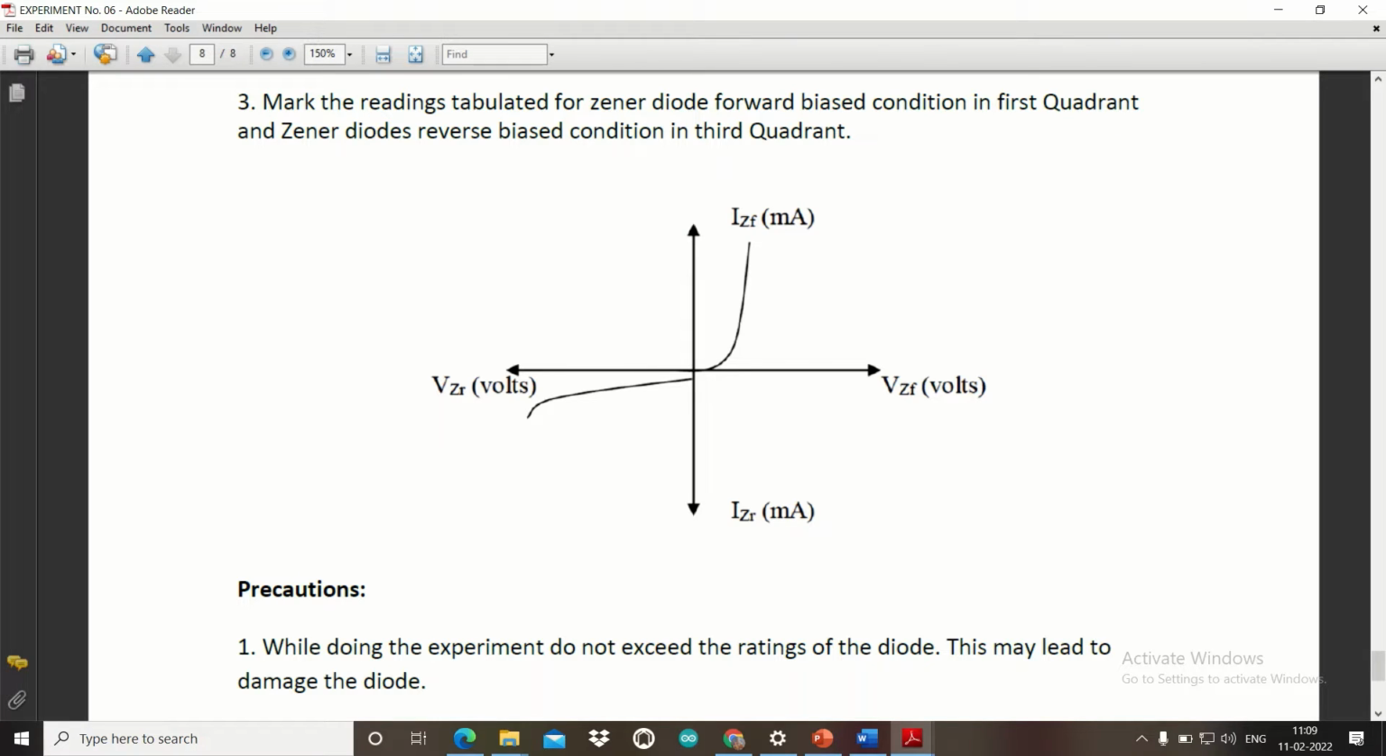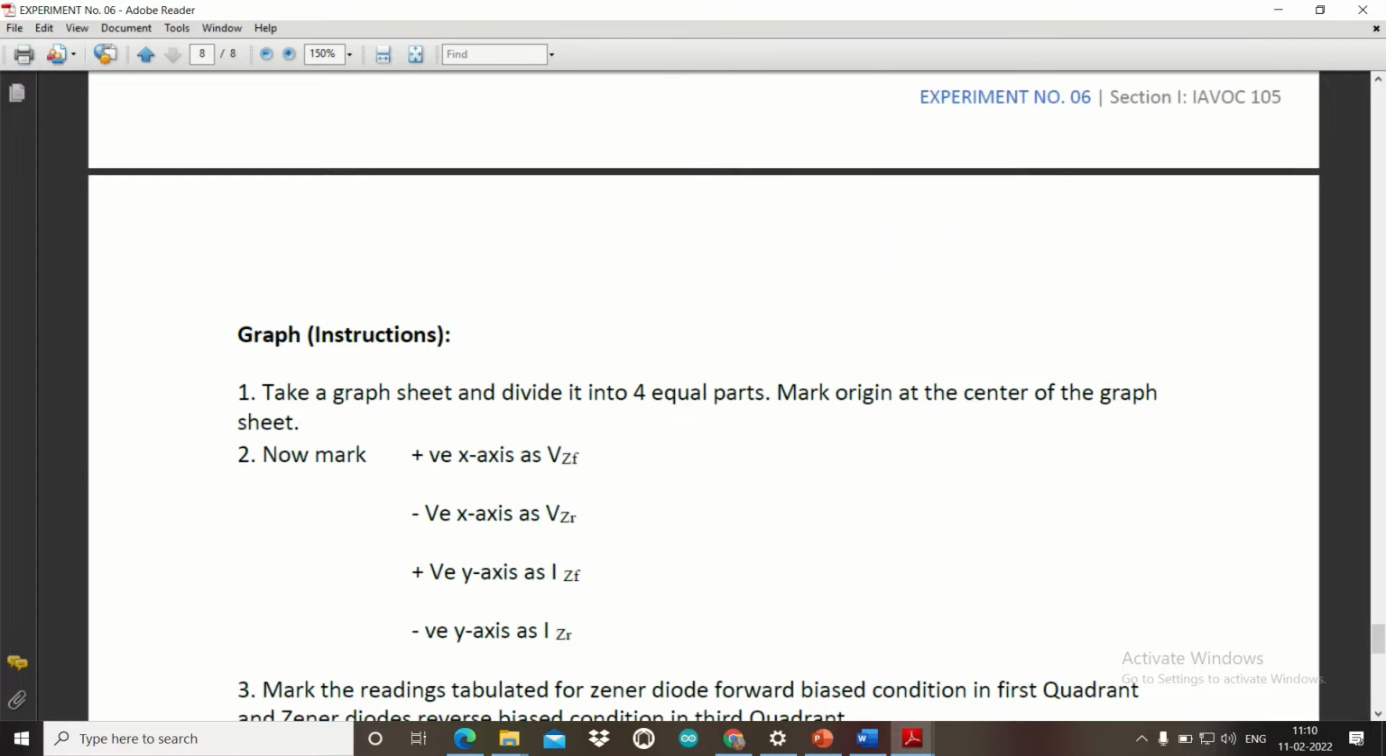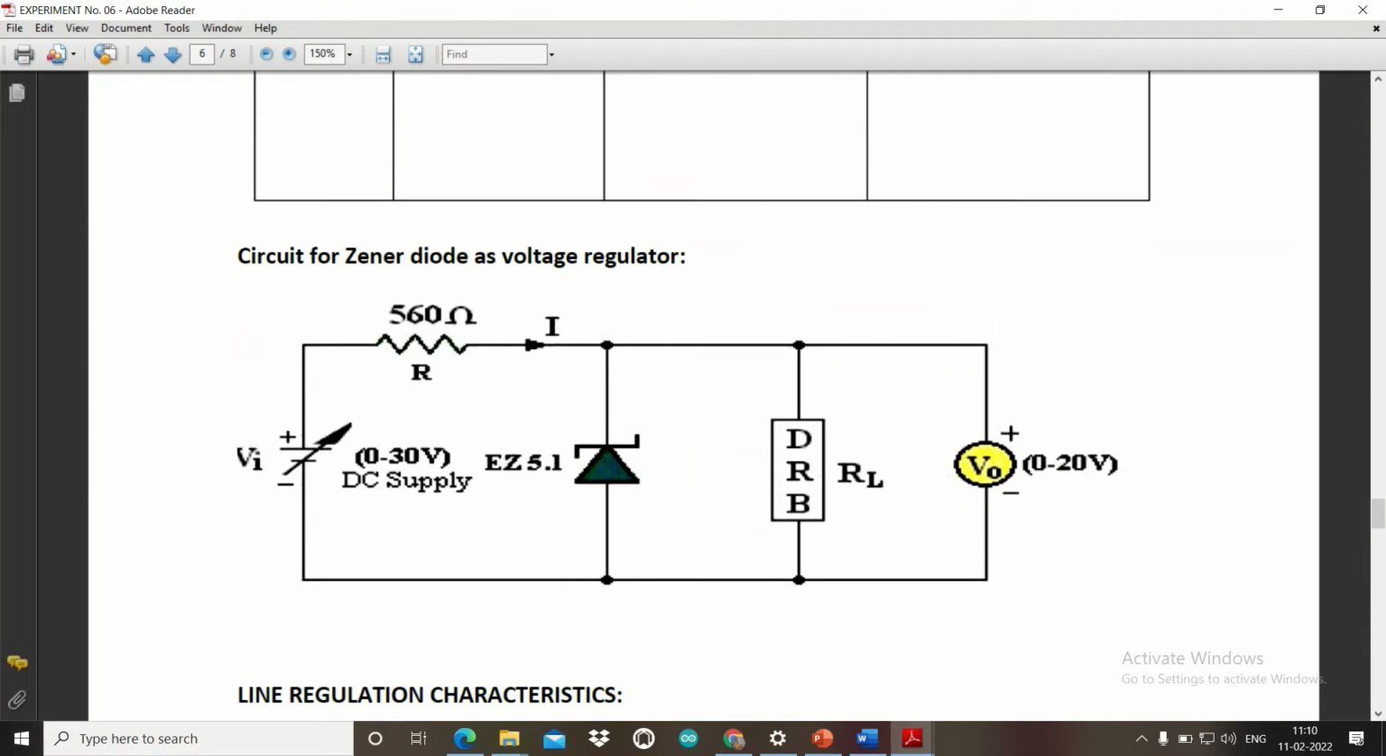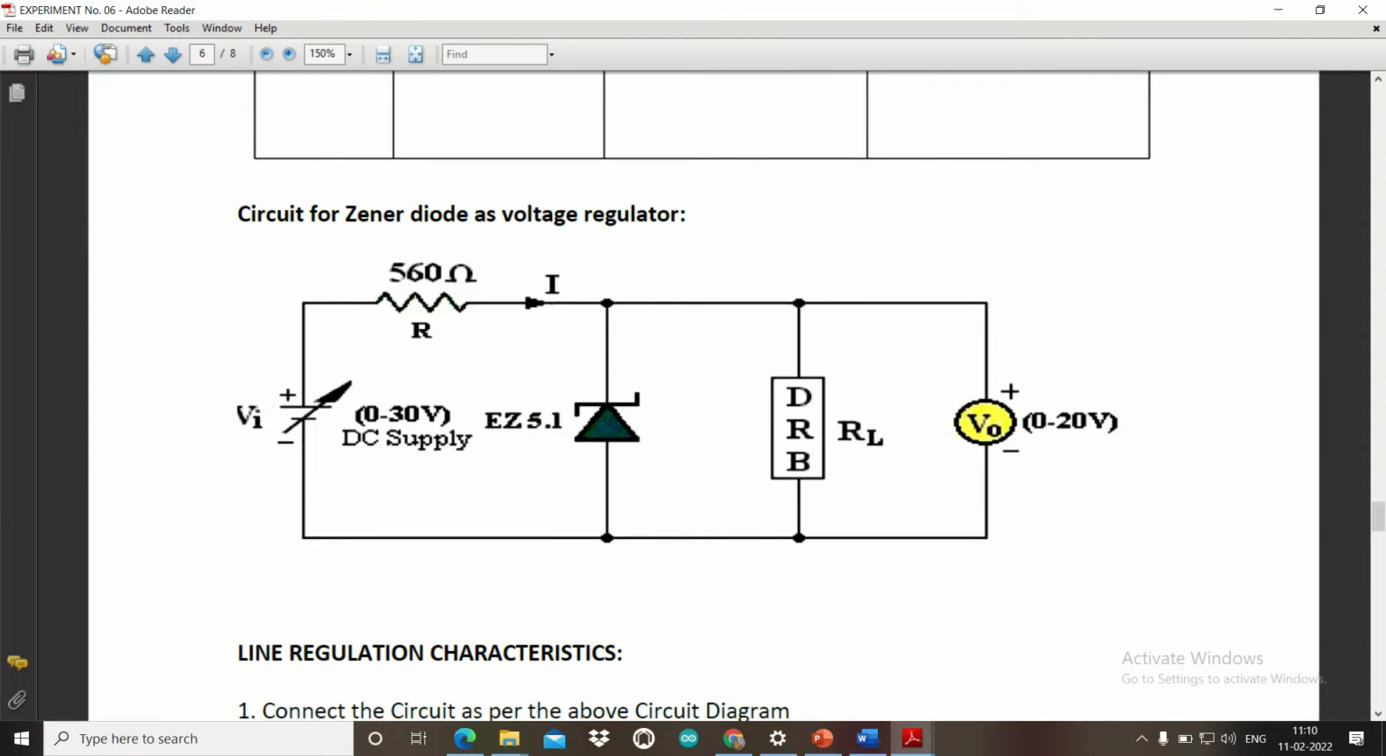On the positive y-axis, you have the values of positive forward current, and on the negative y-axis, you have to note down the reverse current. That's it. Now, once we are complete with the study of the Zener diode characteristic, comes the operation of the Zener diode as a voltage regulator.